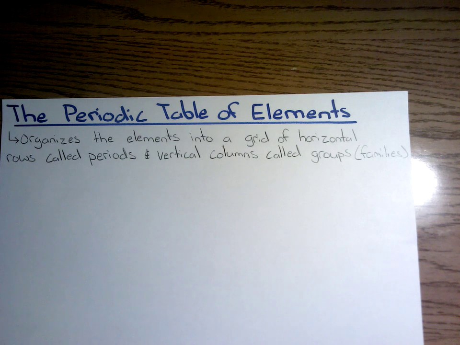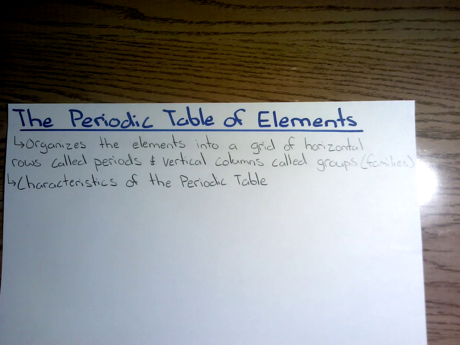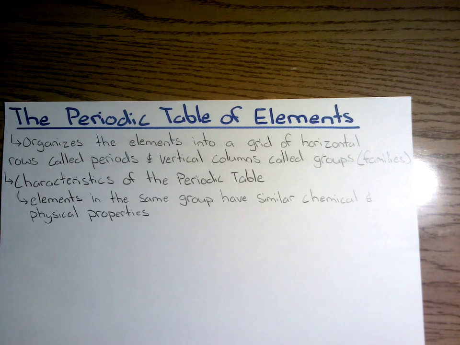But we do have some unique characteristics of the periodic table. The first thing is that elements in the same group have similar chemical and physical properties. And the other thing that's really unique is that we have a quote-unquote periodic pattern that occurs as you move from period to period, or left to right in a period.